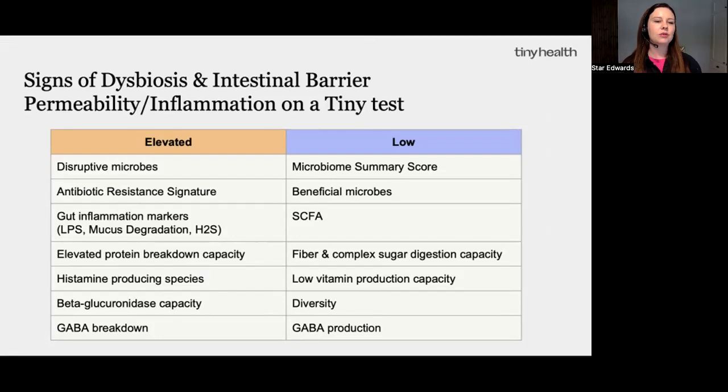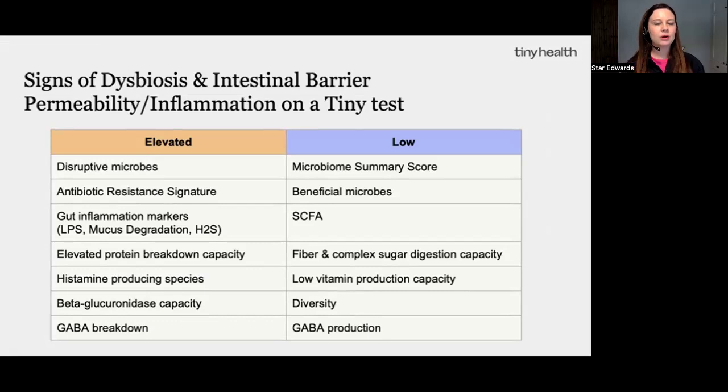So this is how you look at it on a Tiny Health test. We've got elevated and low. If anything in the elevated column is elevated, that's an increased risk factor for inflammation, which will lead to leaky gut. If anything on the test in the low column is low, that'll also increase your risk of intestinal barrier permeability and inflammation. In the elevated column, we're looking for disruptive microbes to be elevated, the antibiotic resistance signature, gut inflammation markers like LPS and mucus degradation, elevated protein breakdown capacity, histamine producing species, beta glucuronidase capacity, and GABA breakdown.